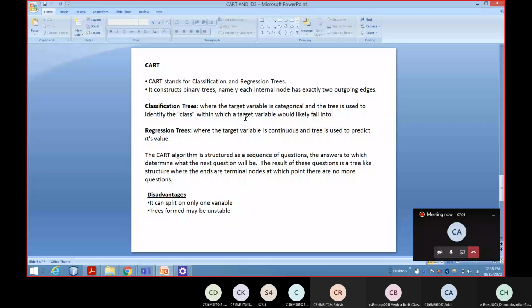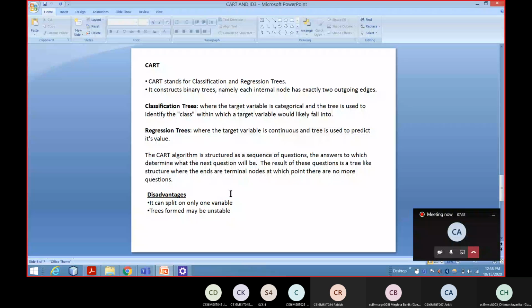And the regression trees are the trees where the target variable is continuous and the tree is used to predict its value. The CART algorithm is structured as a sequence of questions, the answers to which determine what the next question will be. The result of this is like a tree structure with terminal nodes, at which point there are no more questions.